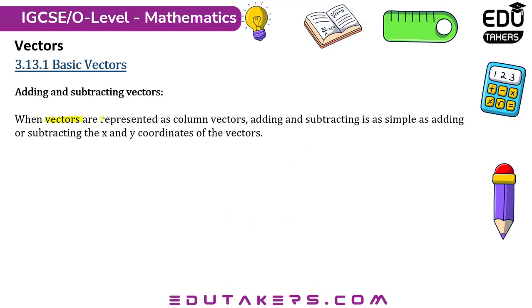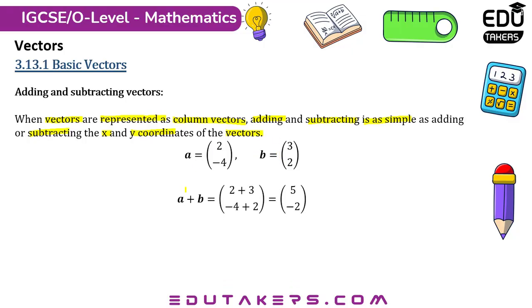When vectors are represented as column vectors, adding and subtracting is as simple as adding or subtracting the x and y coordinates of the vectors. These are two vectors, vector A and vector B. So A plus B will be 2 plus 3 equals 5, -4 plus 2 equals -2. And subtraction is A minus B equals 2 minus 3 equals -1, -4 minus 2 equals -6.